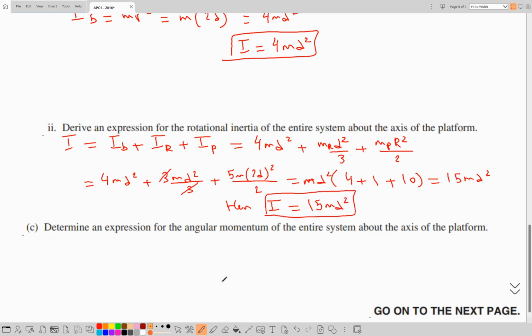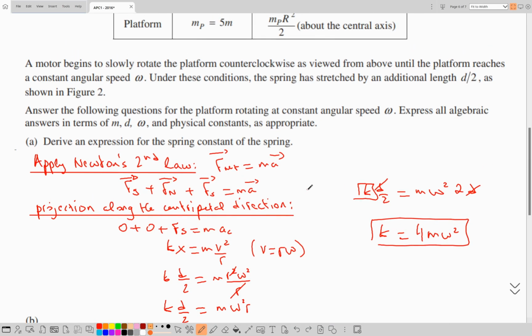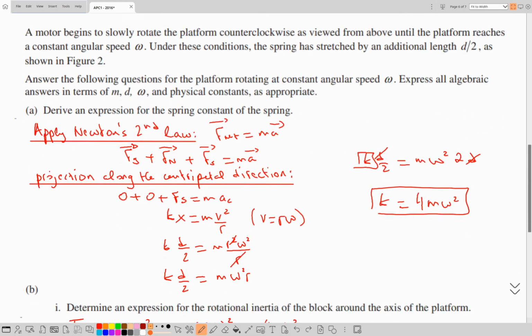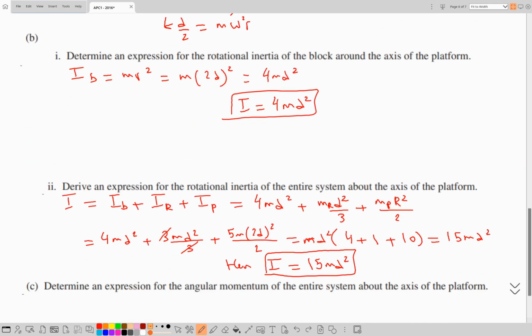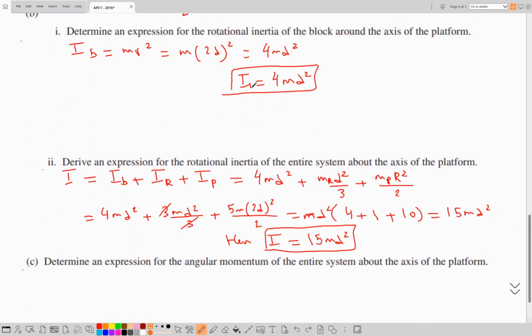Determine an expression for the angular momentum of the system about the axis of the platform. Now let's double check. Indeed, they're telling us to express our answers in terms of m, d, omega. Then this is good so far, also for I of the block and I for the system.